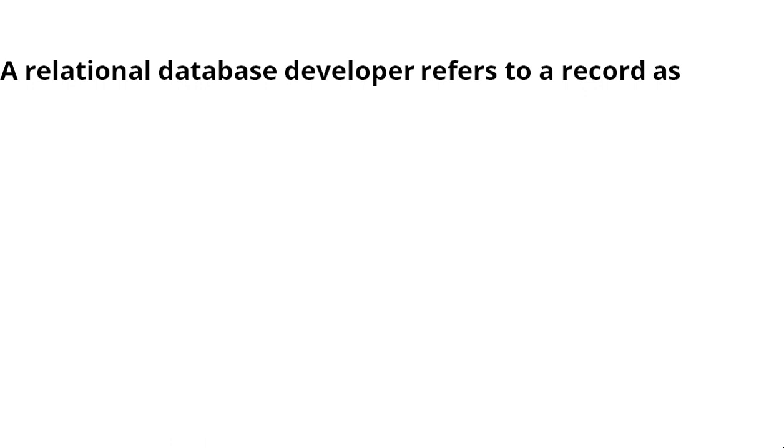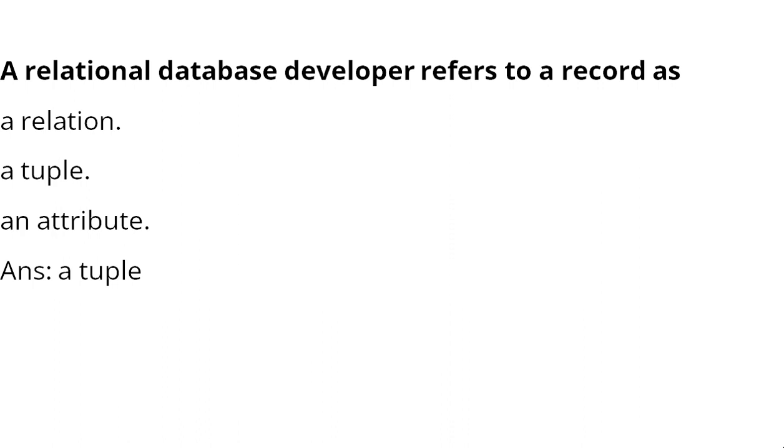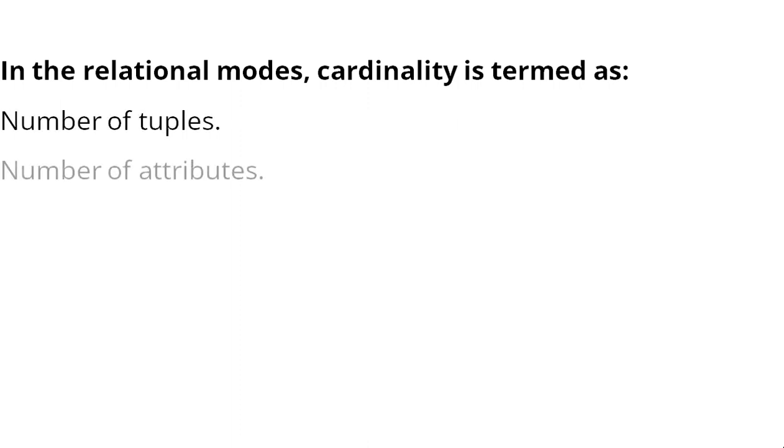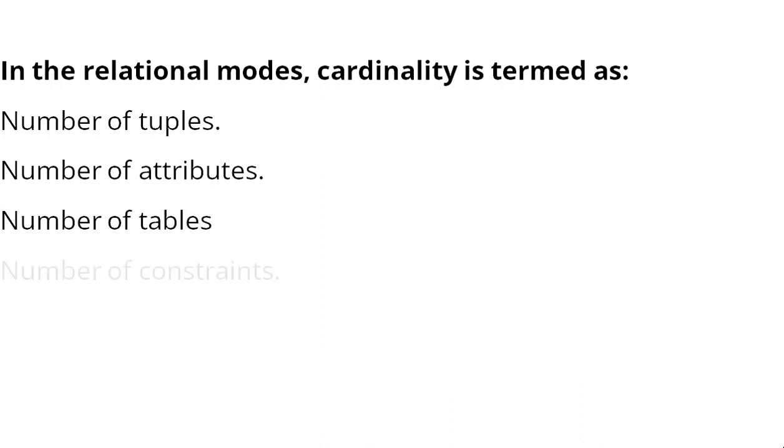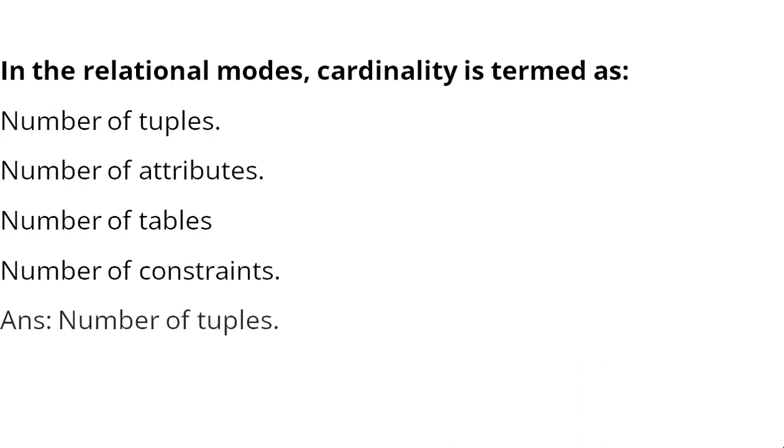A relational database developer refers to a record as a relation, a tuple, an attribute, and the answer is a tuple. In the relational models, cardinality is termed as number of tuples, number of attributes, number of tables, number of constraints, and the answer is number of tuples.